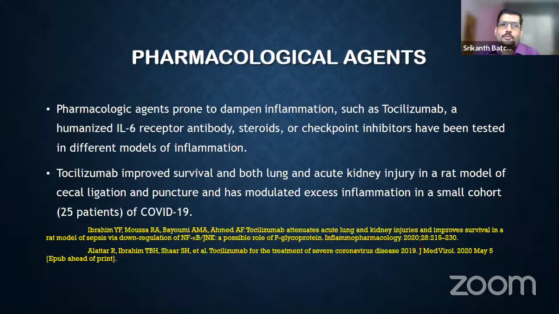So coming to a few pharmacological agents we can use to combat the inflammation. They're prone to dampen the inflammation, such as tocilizumab, a humanized IL-6 receptor antibody. Steroids or checkpoint inhibitors have been tested in different models of inflammation. So tocilizumab improved survival in both lung and acute kidney injury in a rat model of cecal ligation and puncture, and has modulated excess inflammation in a small cohort of COVID-19 patients.